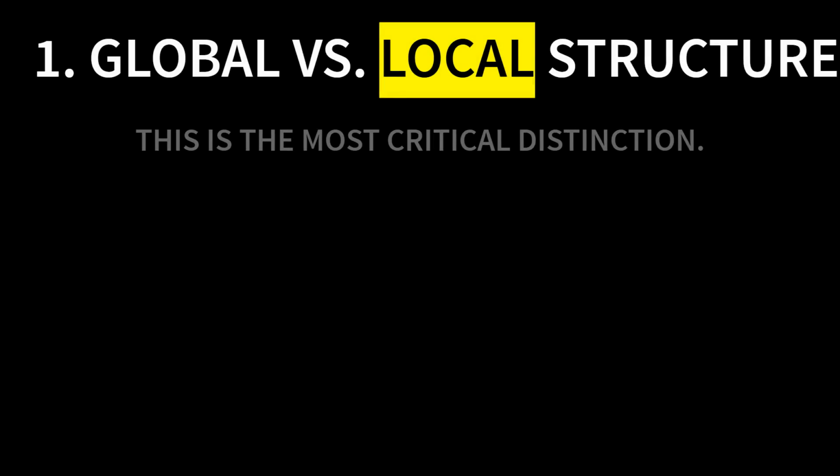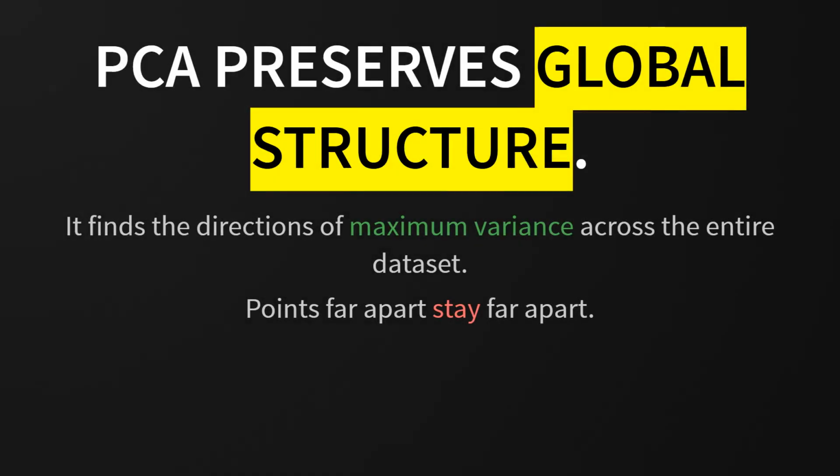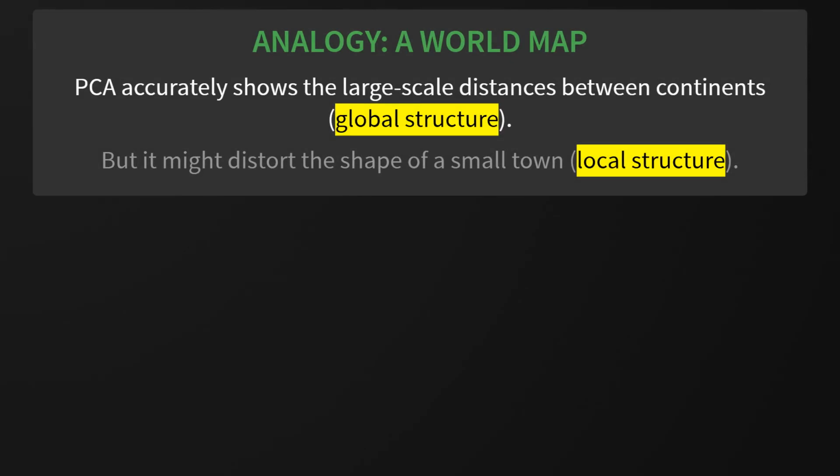The first and most important difference is what part of your data's shape each algorithm tries to protect. Does it care about the big picture or the tiny details? PCA's job is to maintain the overall layout of your data. It looks for the biggest sources of variation and uses those to create its map. Think of it as prioritizing the main highways of your data. A great analogy for PCA is a world map. It does an excellent job showing you that North America is far from Australia, but it's the wrong tool if you need to navigate the streets of a single city.